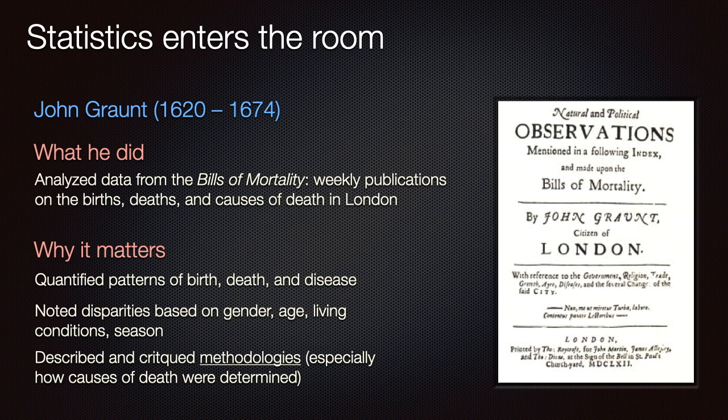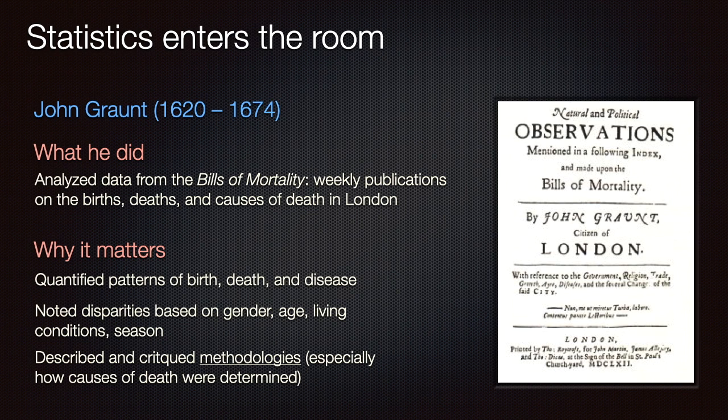This was John Graunt's first publication to quantify the patterns of birth, death, and disease occurrence, and it noted disparities in these numbers between males and females, noted high infant mortality, differences between urban and rural populations, and variations between seasons. These are some of the first quantifications of patterns of birth, death, and disease.